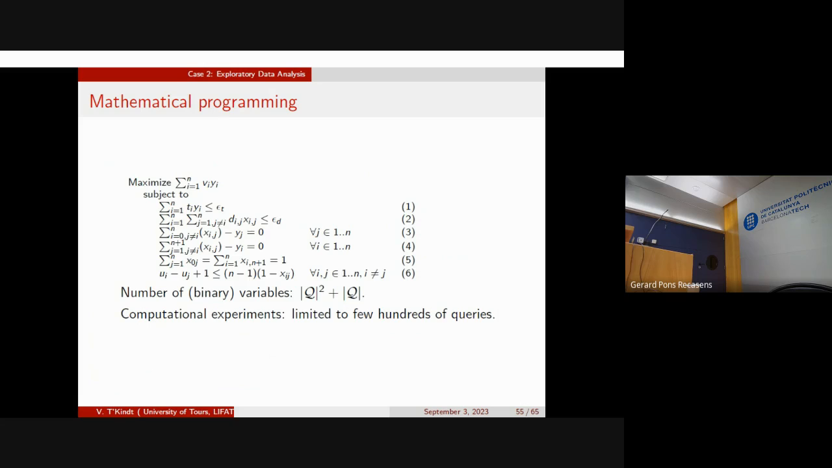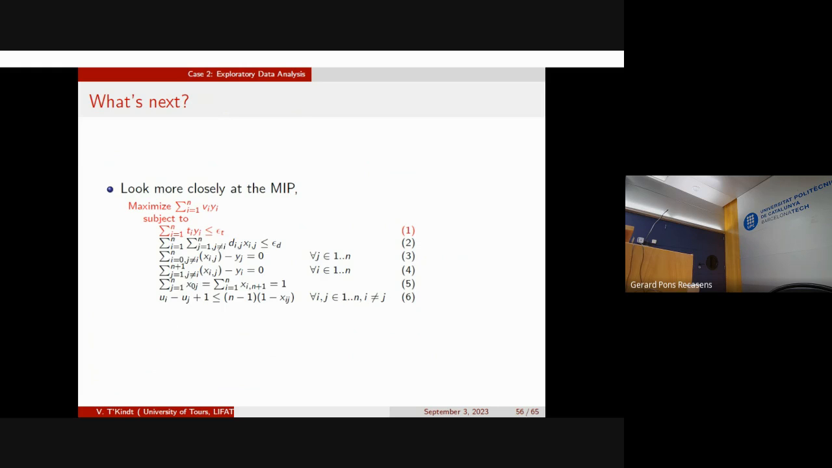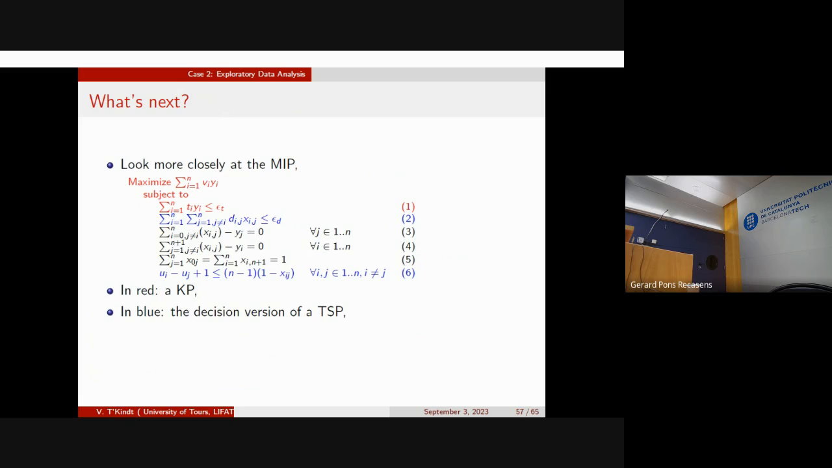Okay, that doesn't work for a real-life problem, but what we can do is look more closely at the model. As I said, the red part is the knapsack problem, and in blue is the decision version of the TSP. We can exploit that to build heuristics. We'll take heuristics for these two problems and combine them to solve our problem.